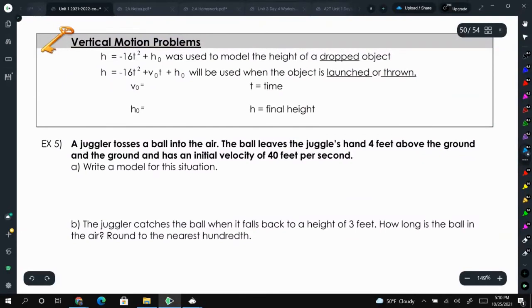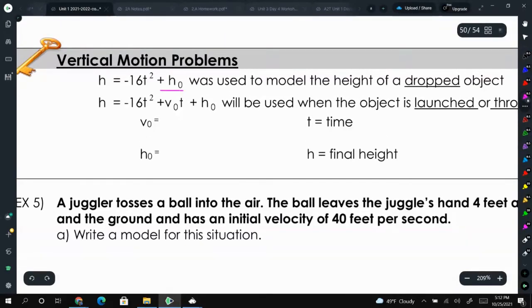We have talked about vertical motion problems already, and we've kind of set them up in a way where we could solve them using the tools that we had at that point. Now that we have the quadratic formula, we can solve any quadratic function, so the possibilities have opened up a lot. These vertical motion problems are similar to the ones we've done before. This up here, when we dropped an object from a building or something like that, we didn't have an initial velocity. We just had the ball or object falling.